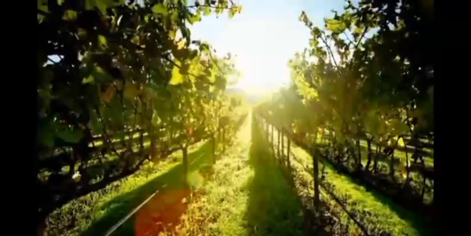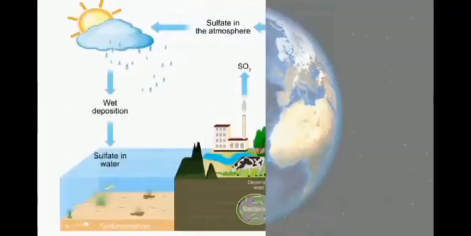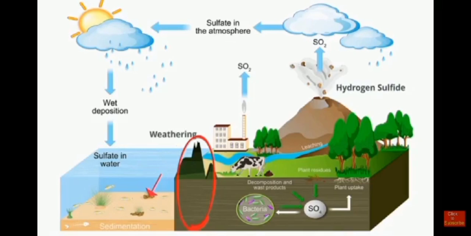Take a look at how sulfur cycles itself around the Earth. First, sulfur reserves are found in the lithosphere and are released by weathering. In addition, hydrogen sulfide and sulfur dioxide gas is released into the atmosphere by volcanic eruptions, hot springs, and the decay of biological material and swarms and bugs.